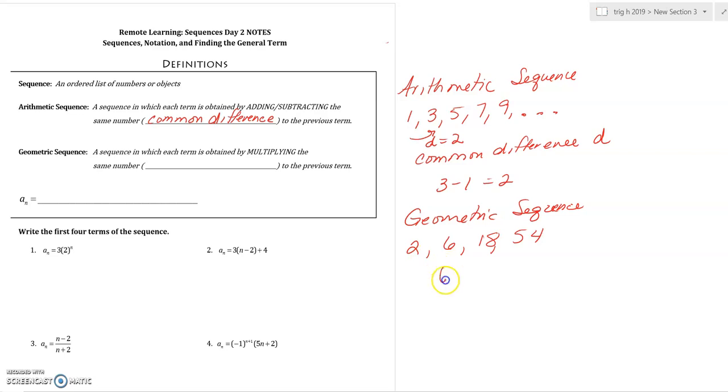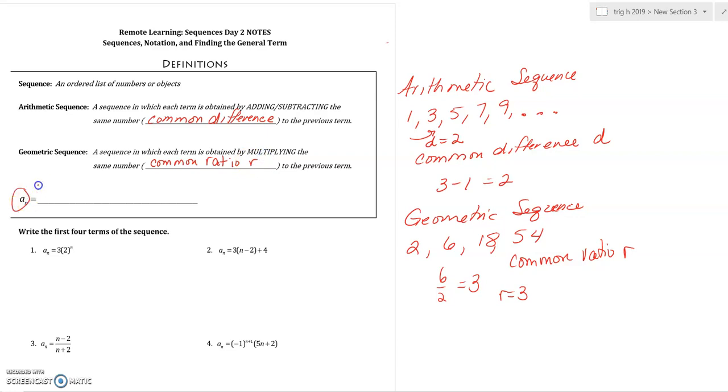Notice that if I do 6 divided by 2, I get 3. So we have a common ratio, R, which is the number that you're multiplying by to generate the next term of the sequence. So a geometric sequence is a sequence in which each term is obtained by multiplying the previous term by the same number, which is the common ratio R.